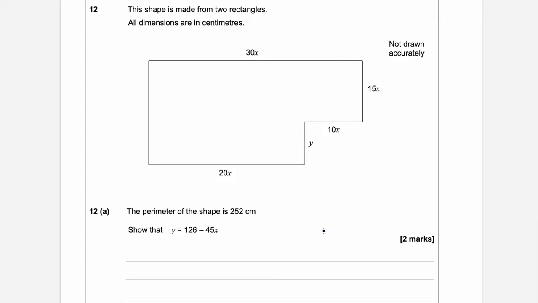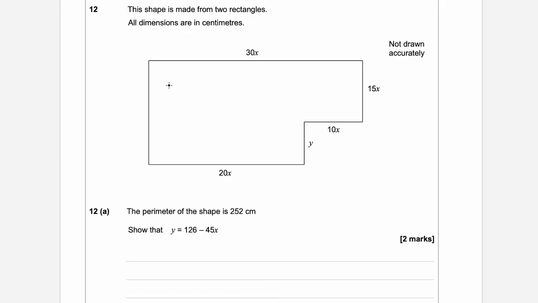Question 12. This shape is made from 2 rectangles. All dimensions are in centimeters. The perimeter of the shape is 252. Show that y equals 126 minus 45x. Okay, so that's pretty easy, guys.